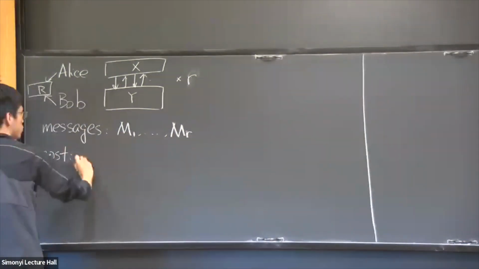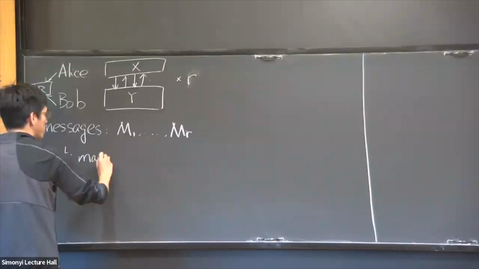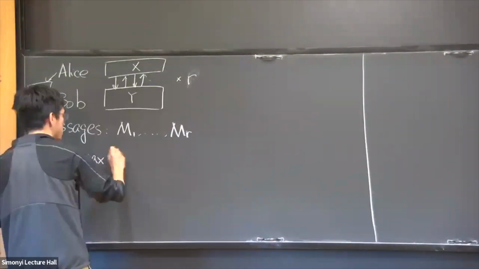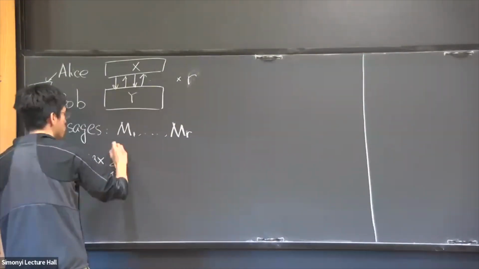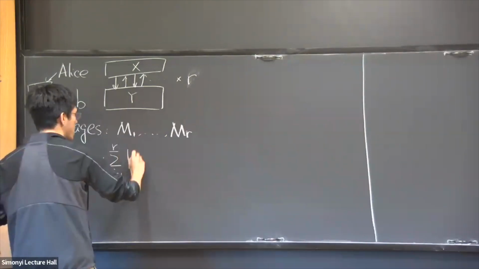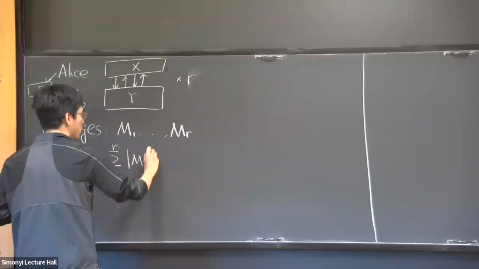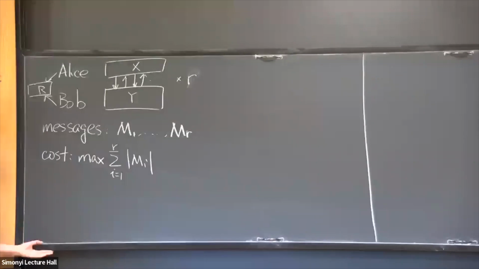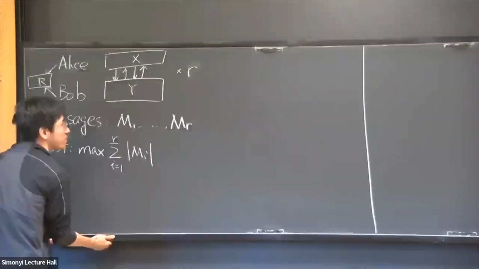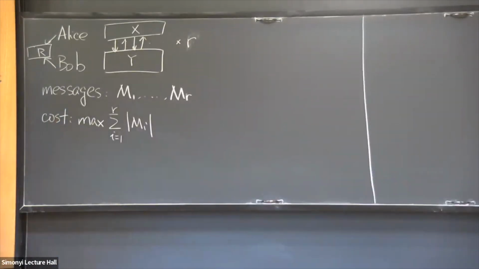It's just the worst case number of bits sent in this process. So we look at the total number of bits that are sent in all these R rounds. Okay. So now we have the communication cost of a communication protocol. Then, to study the XOR function in the communication setting.